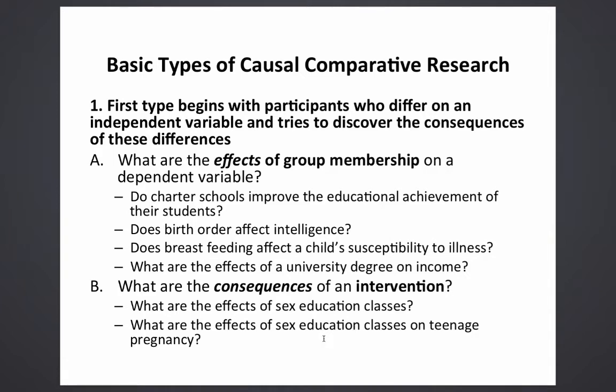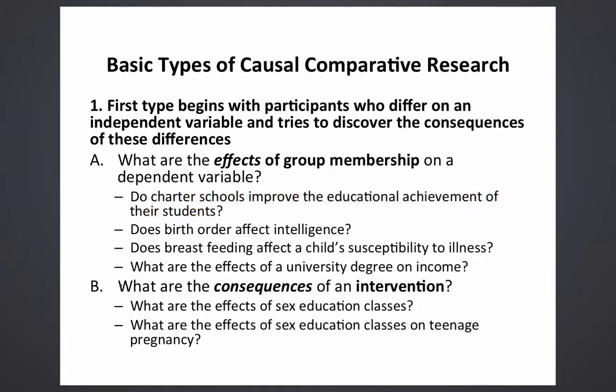The first is where you observe an existing difference on your independent variable, so maybe males and females, for example, and you try to discover the consequences of those differences. So for example, you may want to know the effect of group membership on a dependent variable. There are some pre-existing groups out there. One of them could be whether or not you attended a charter school. And so you may be interested in, does attendance at a charter school improve educational achievement outcomes? And so you could recruit people into your study who either went to charter schools or did not, and then measure their educational achievement. Or you may get access to data about these kinds of things from the school board.